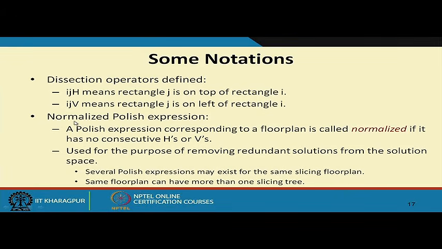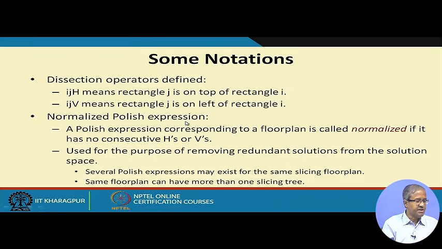Now, we define a normalized polish expression, which says that a polish expression is called normalized if it does not contain consecutive h or v symbols. This is used just for reducing some amount of redundancy, because as we have seen earlier, the same floor plan can have multiple slicing trees or multiple polish notations. So, this is one way to normalize it. Okay.